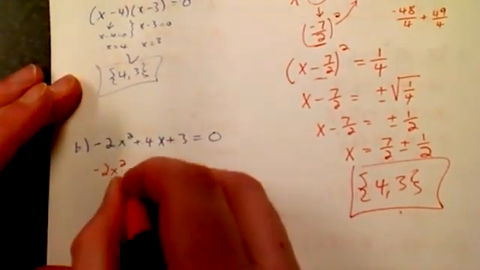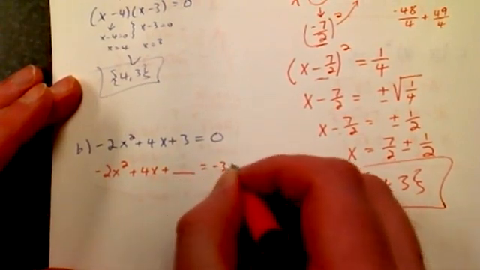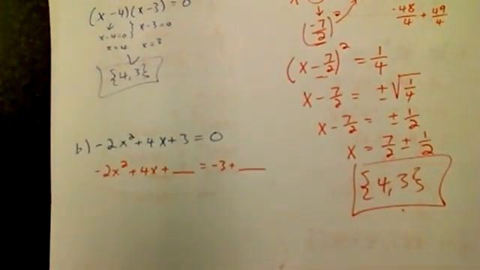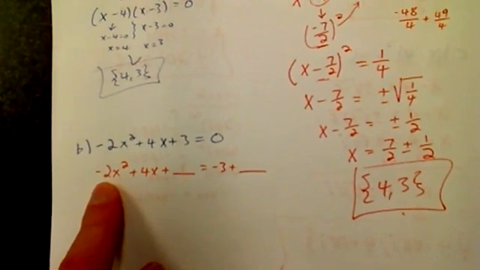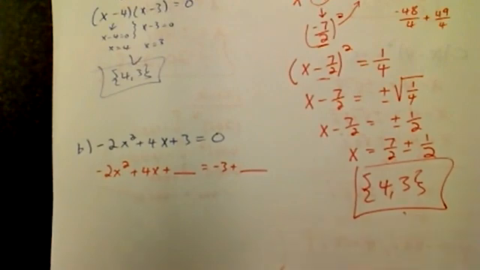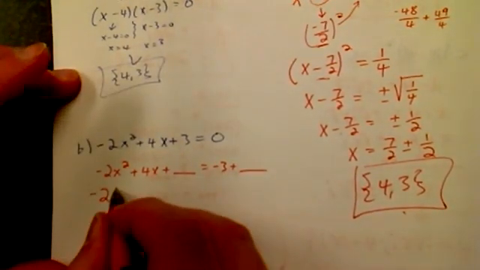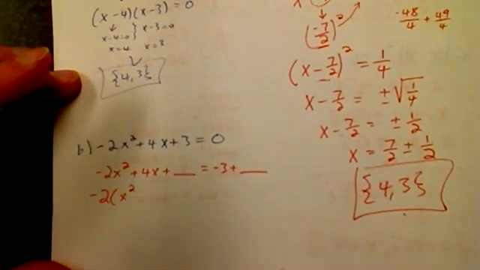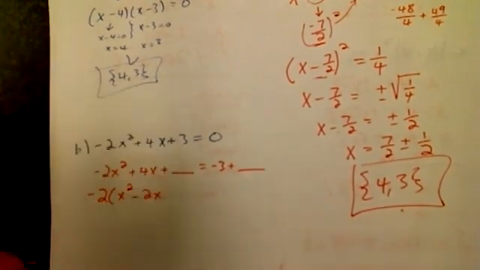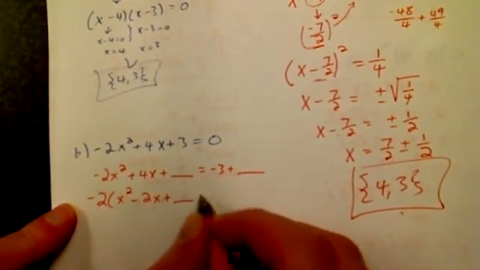Negative 2x squared plus 4x plus blank equals negative 3 plus blank. Hopefully you're okay there. To complete the square, this isn't going to work out unless this number in front of x squared, this coefficient, is a 1. So how are we going to do that? We're going to factor the negative 2 out. I get x squared minus 2x, because negative 2x times negative 2 is 4x, plus blank.